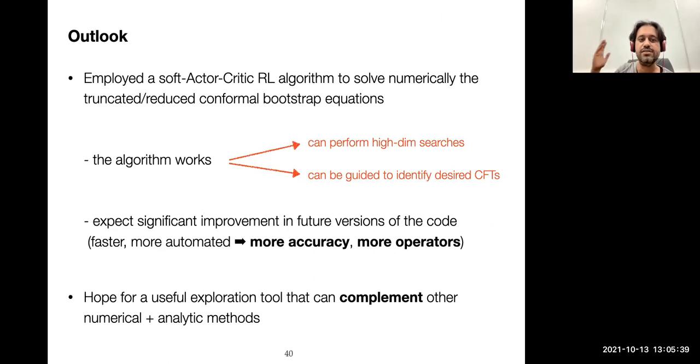Very quick comments, we try to explore here. So this is very preliminary. We try to explore if these reinforcement learning algorithms can perform high dimensional searches and whether they can be guided to identify desired CFTs. I think the first results are encouraging, and I think they are worth exploring further. In future versions of the code, you should expect faster, more automated algorithms that can be parallelized. That means more accuracy, more operators.